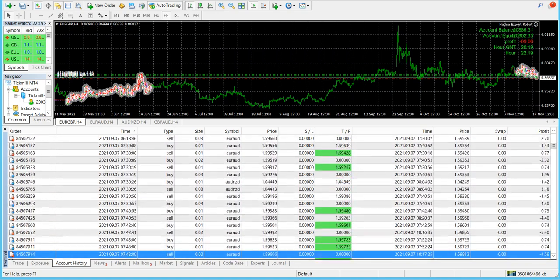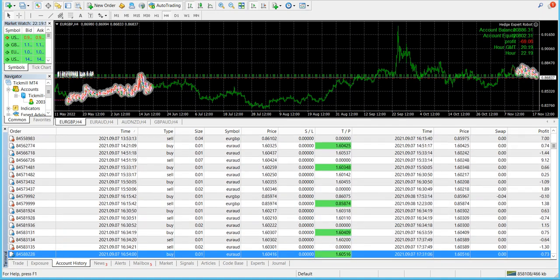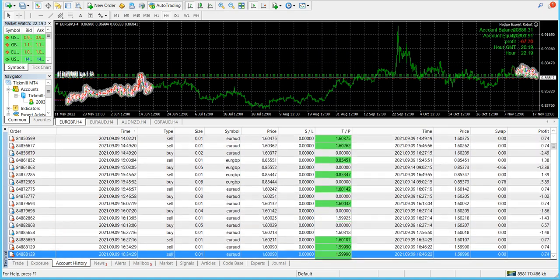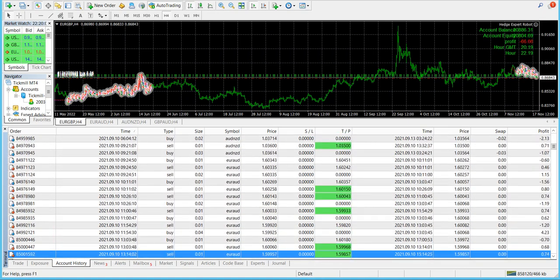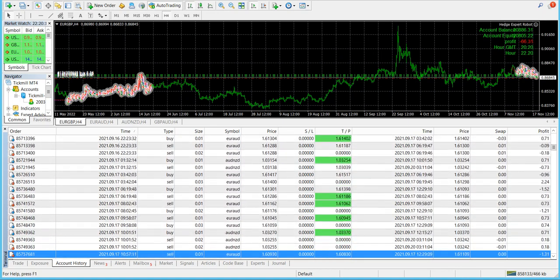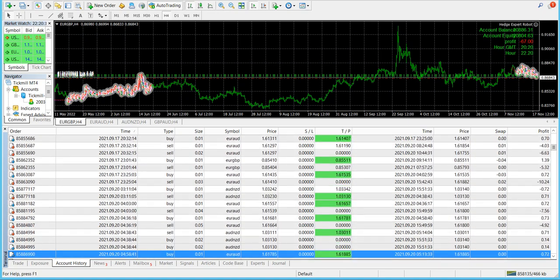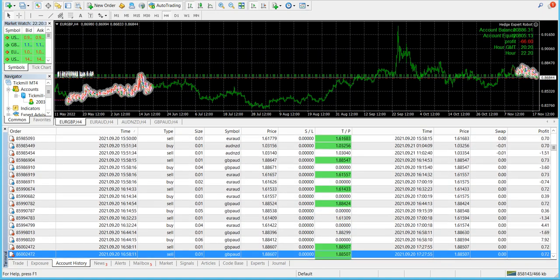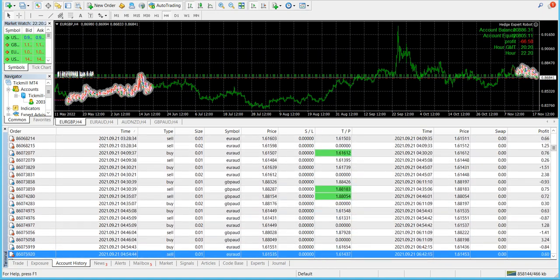Okay, so it is not something that you need to trade only with these 4 pairs. There are many other pairs that you can trade with.